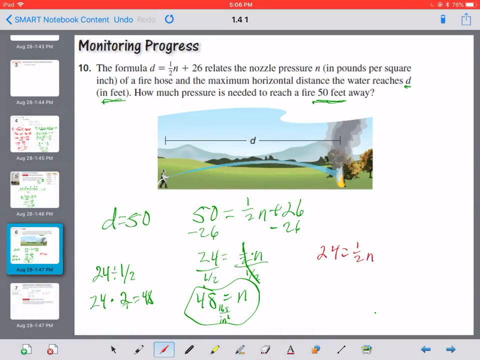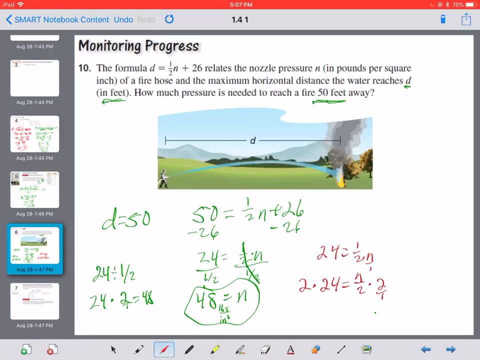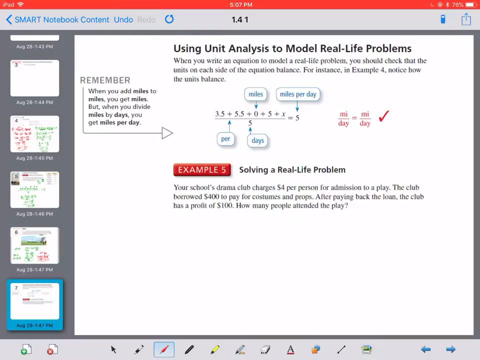Okay. Now, another way to look at that is 24 equals 1/2 N. Well, I put that over 1 and I do the multiply. It gives me 24 equals N over 2. Well, over 2 means divided by 2. So if I multiply this side by 2 and I multiply that side by 2, it's still equal. Move to the next page. The 2 on top, 2 on bottom reduces to 1s, leaves me with N. 2 times 24 is 48. Still get the same answer, just different ways to do the math.